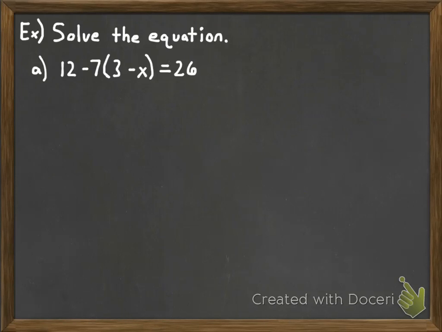Okay, so let's go ahead and do that then. Let's look at the left-hand side of the equation and work on simplifying it. Turns out the right side is already simplified. You can't do anything else with the 26 for now. But let's work on the left side.